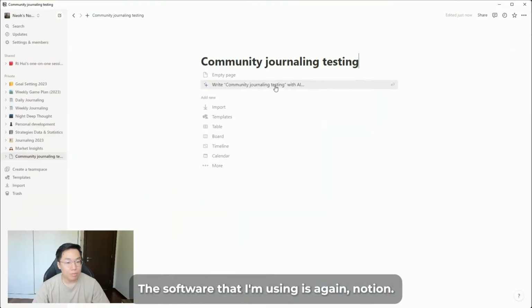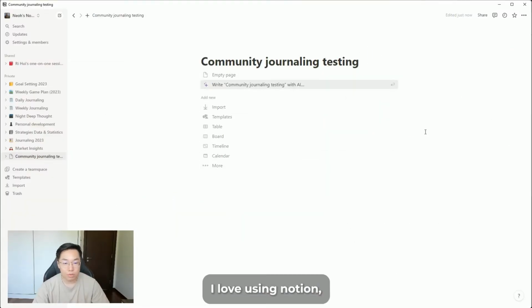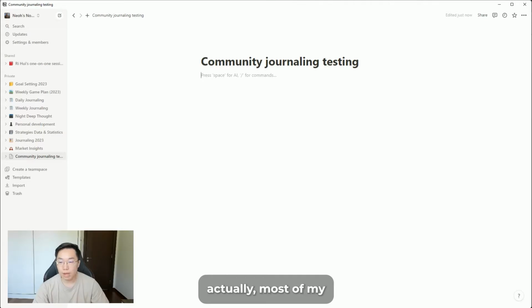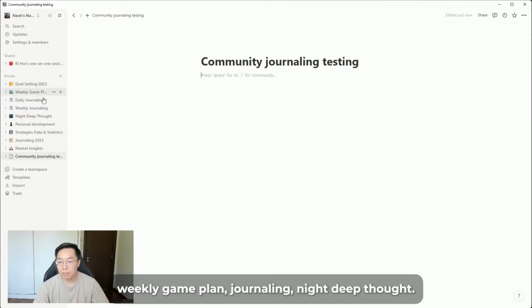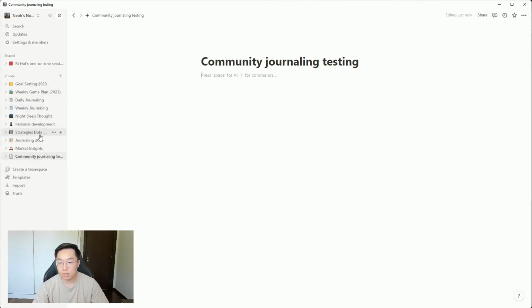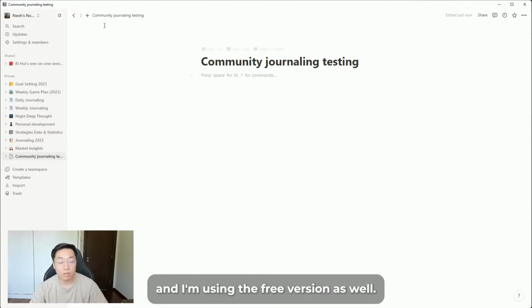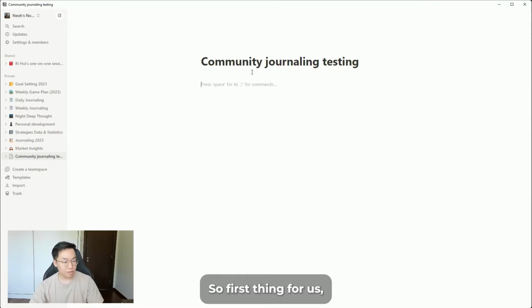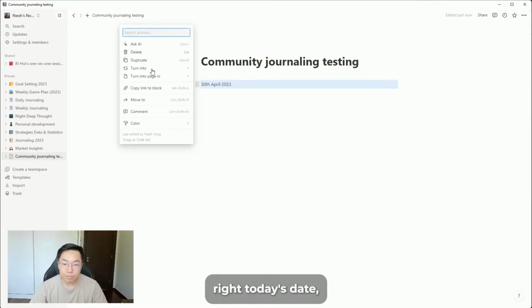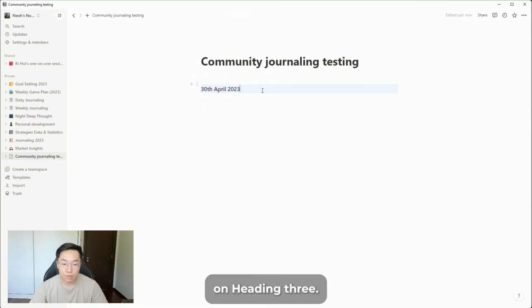So the software that I'm using is again Notion. I love using Notion actually. Most of my goal setting, weekly game plan, journaling, and so on, as you can see, is all in Notion, and I'm using the free version as well. So first things first, write today's date. I'll usually put it on heading 3.